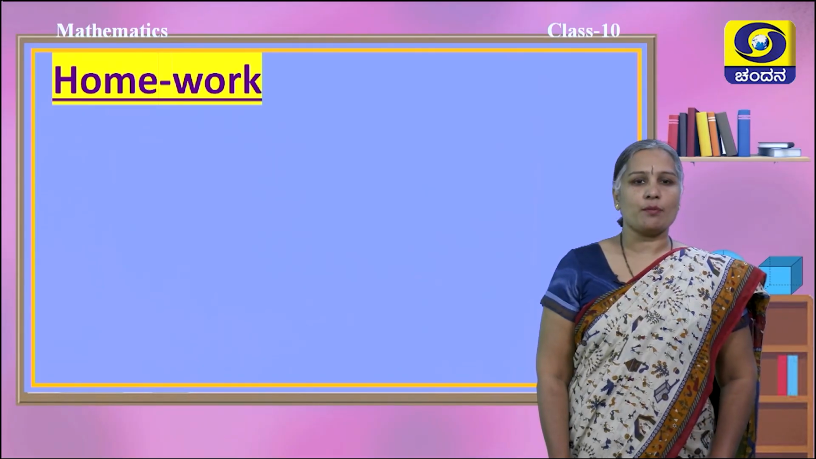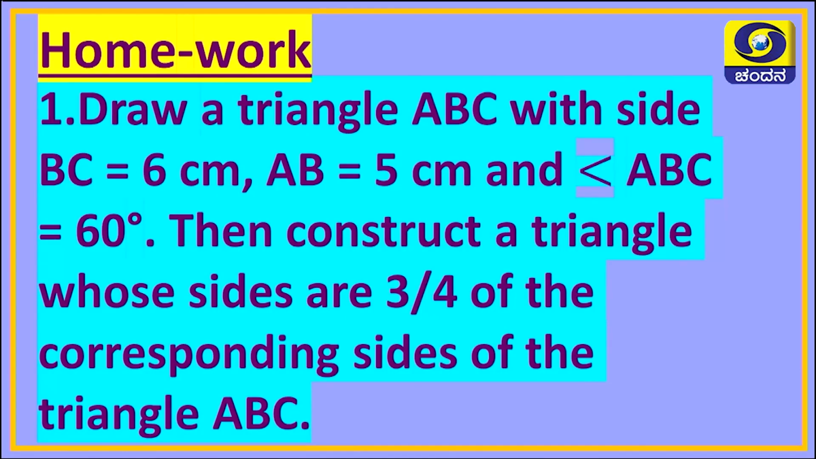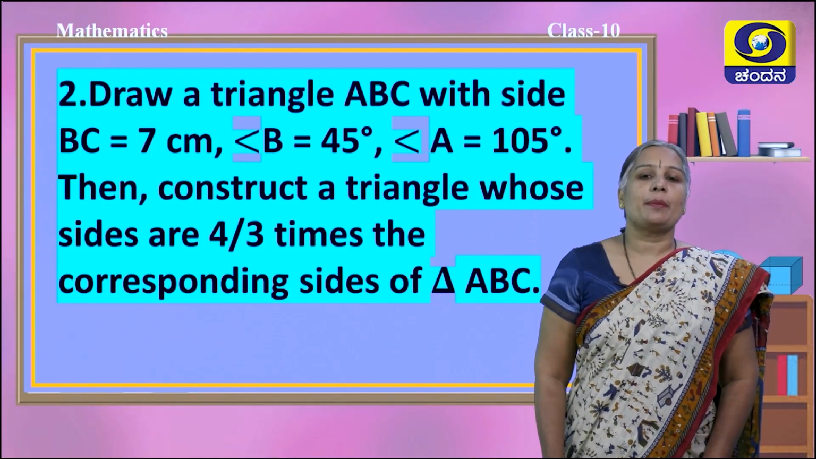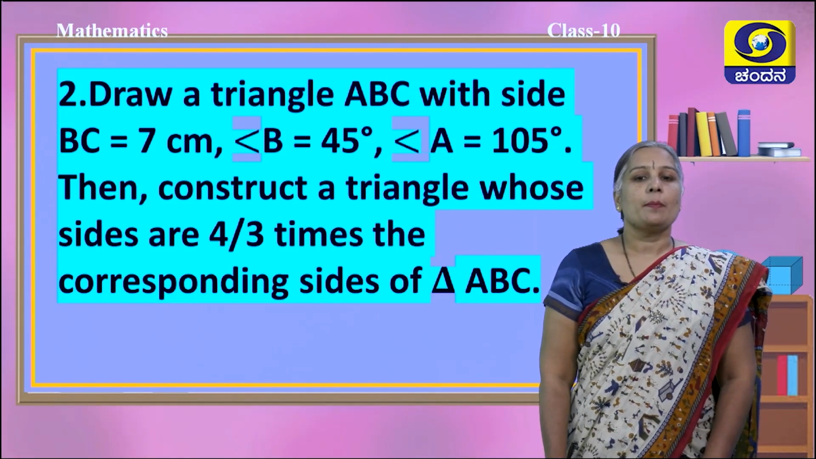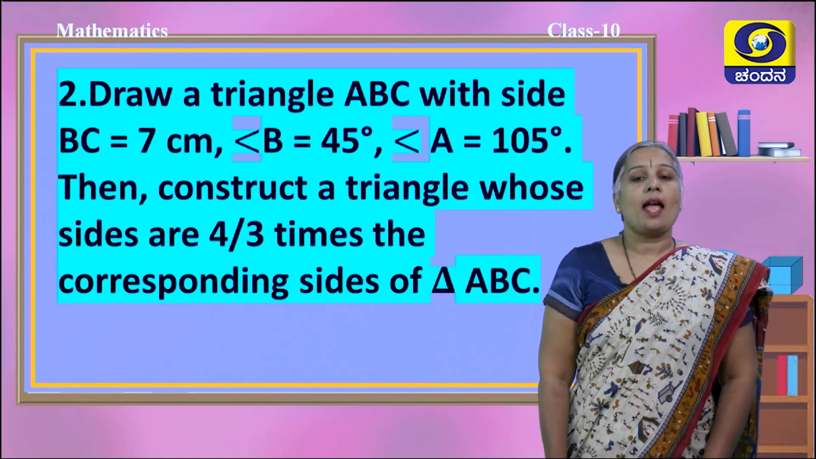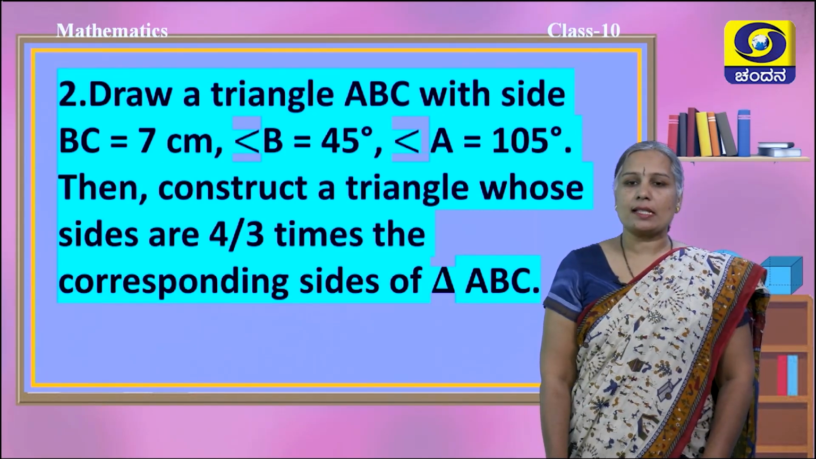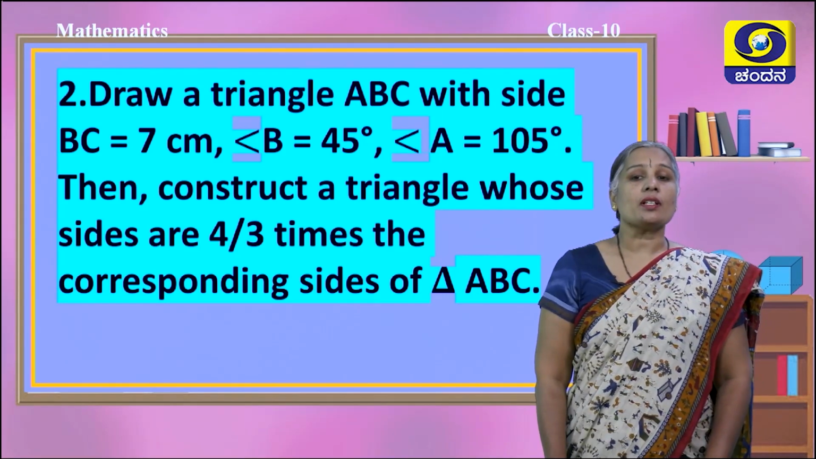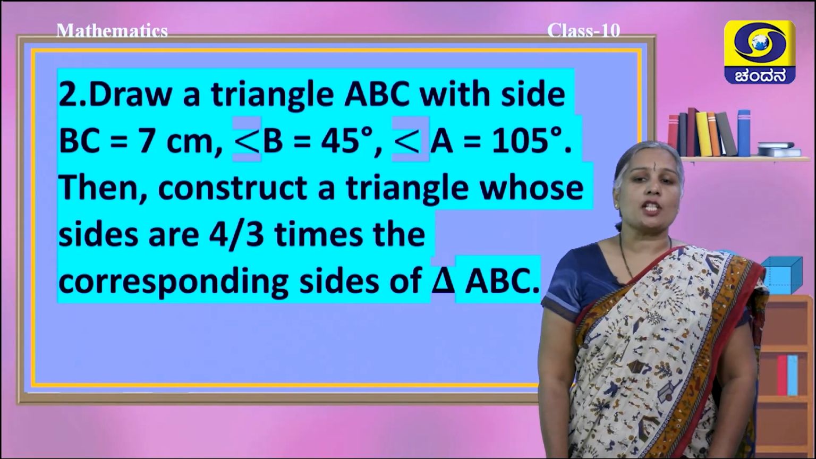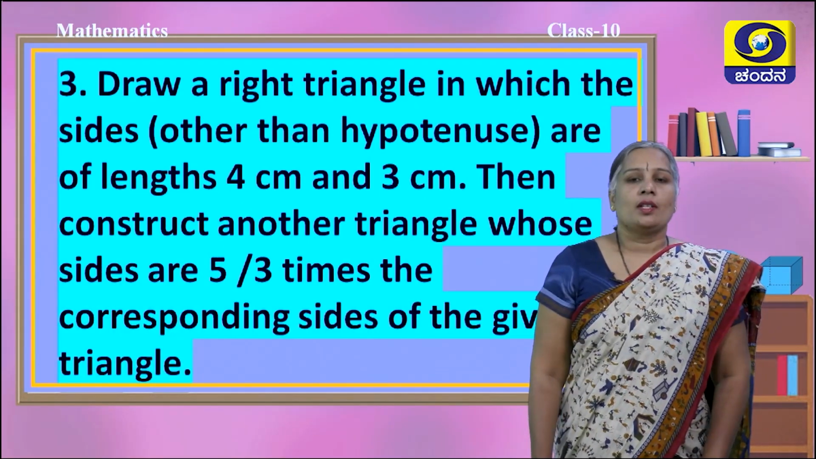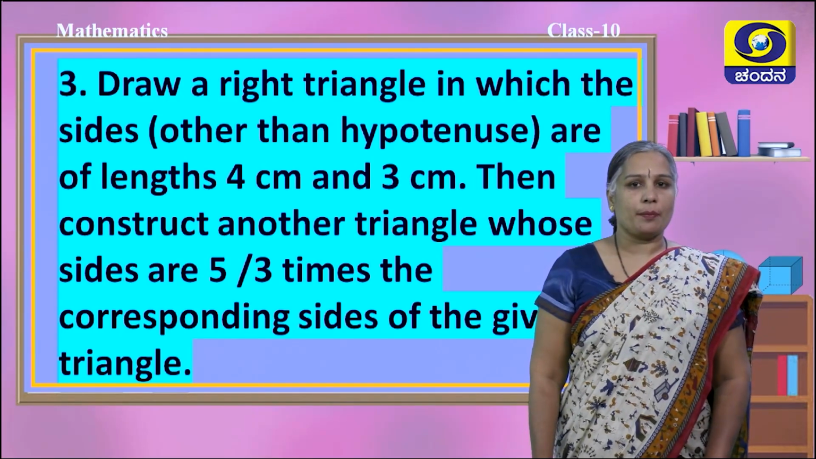Now it is time to take the homework. Second example is, draw a triangle ABC with the side BC is equal to 7 centimeter, angle B is equal to 45 degrees, angle A is equal to 105 degrees. Then construct a triangle whose sides are 4/3 times the corresponding sides of the triangle ABC. Let us see one more example for homework.